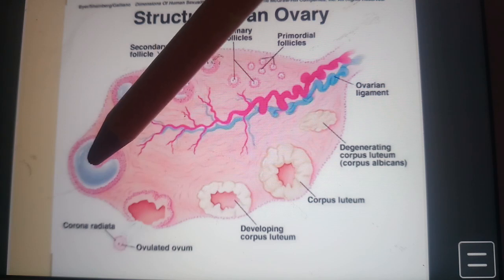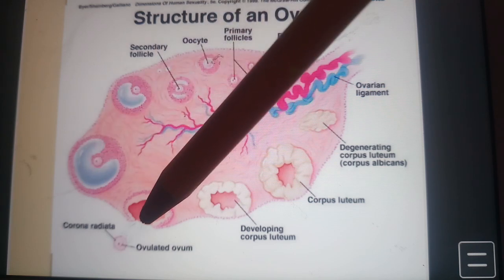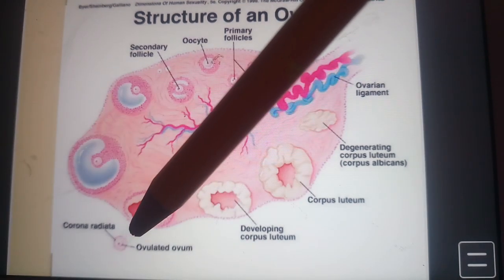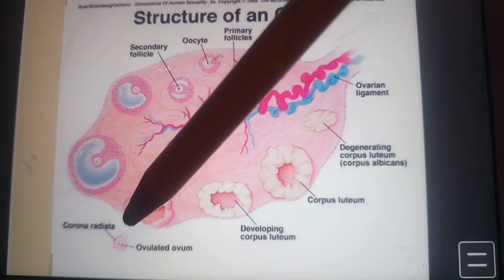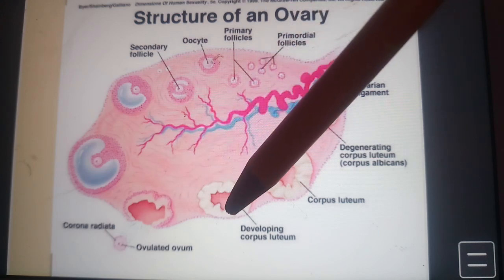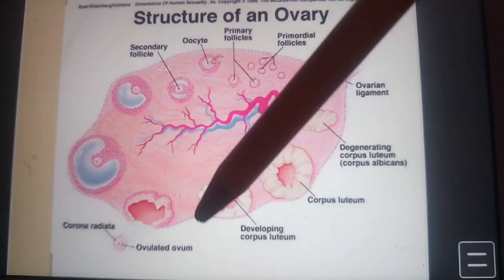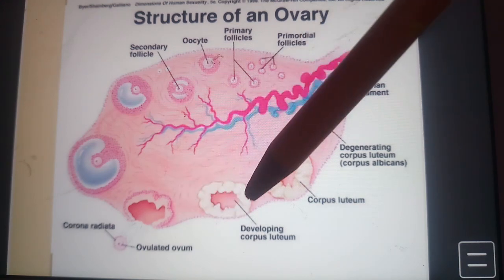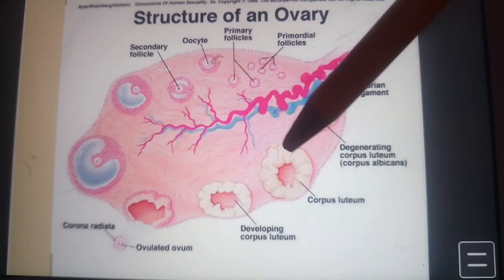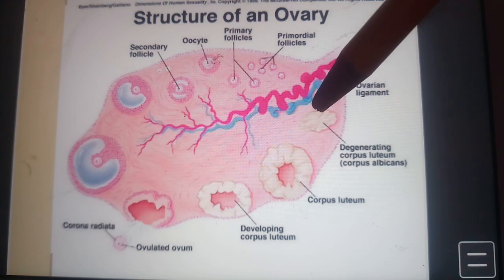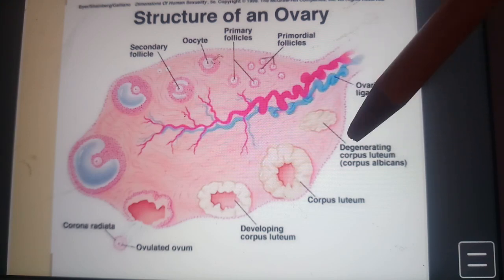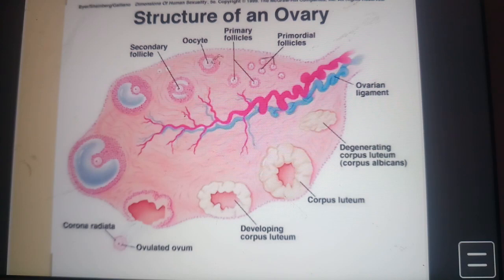Once there is a rupture and the release of the ovum, the ovum is collected by the fallopian tube. Afterwards, the empty part, the yellowish cells present here, secrete a hormone called progesterone. That is called the corpus luteum. Afterwards it degenerates and becomes a scar in the ovary, which is called the corpus albicans.